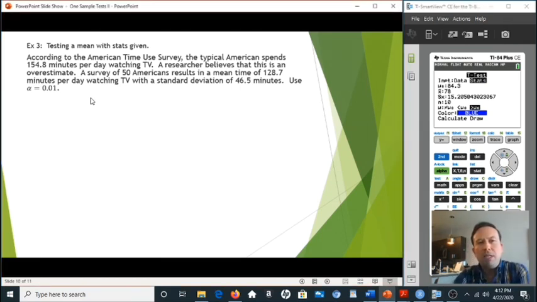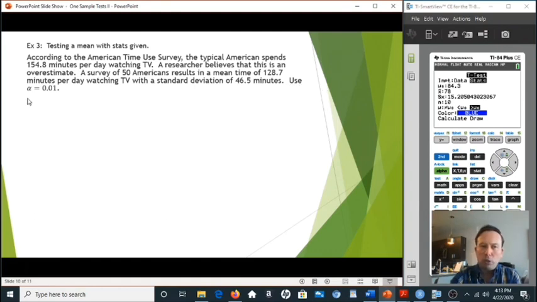According to the American Time Use Survey, a typical American spends 154.8 minutes per day watching TV. A researcher believes that this is an overestimate. A survey of 50 Americans results in a mean time of 128.7 minutes per day with a standard deviation of 46.5 minutes. Use alpha equals 0.01.